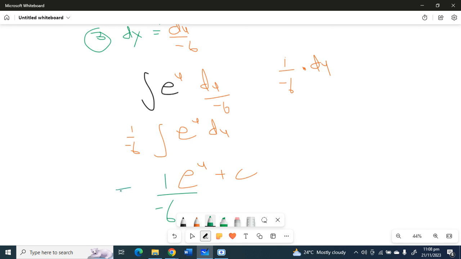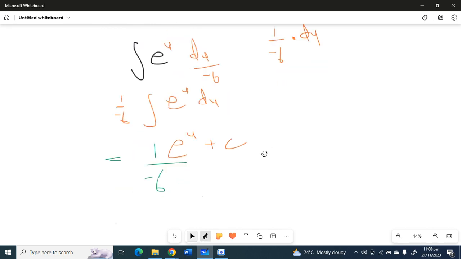And the final thing we need to do, we need to substitute our u. So our answer is going to be e to the power negative 6x over negative 6 plus c. And that's going to be our answer.